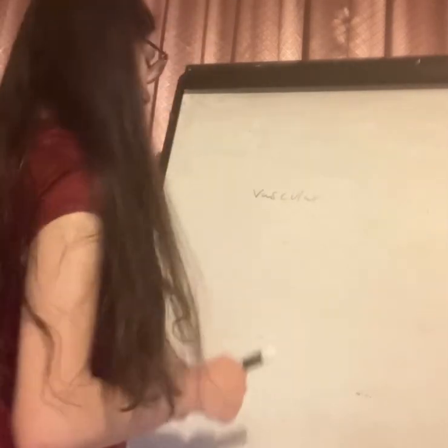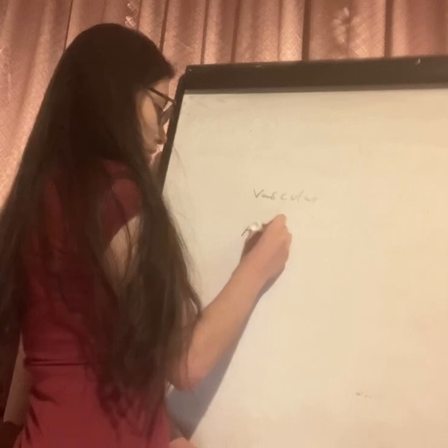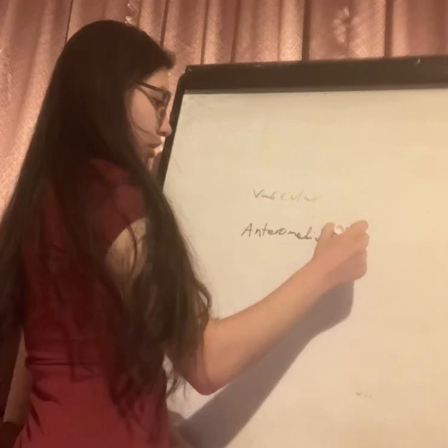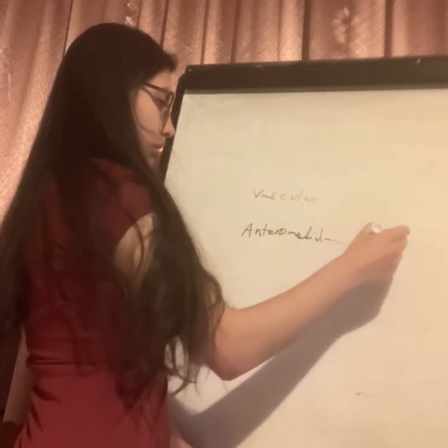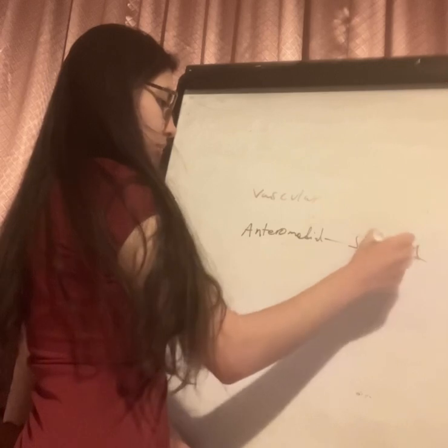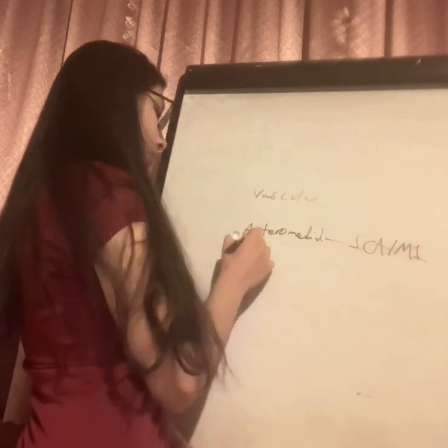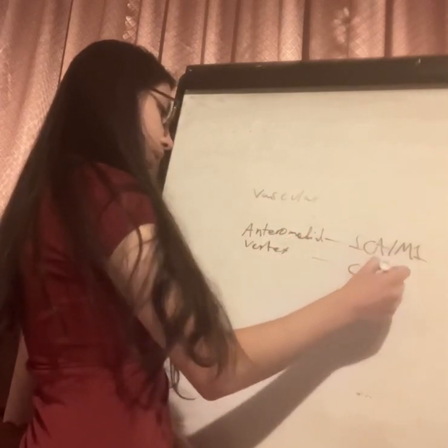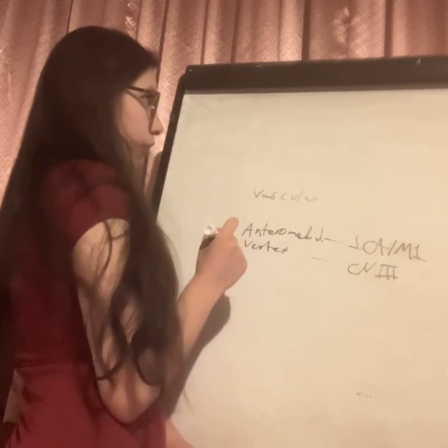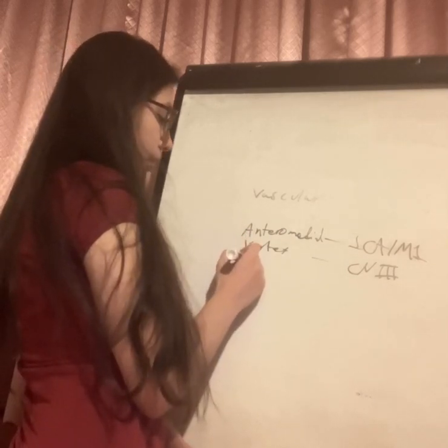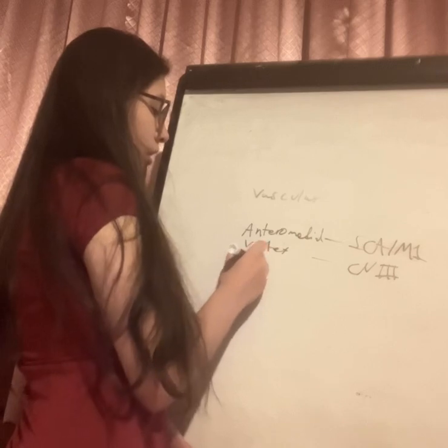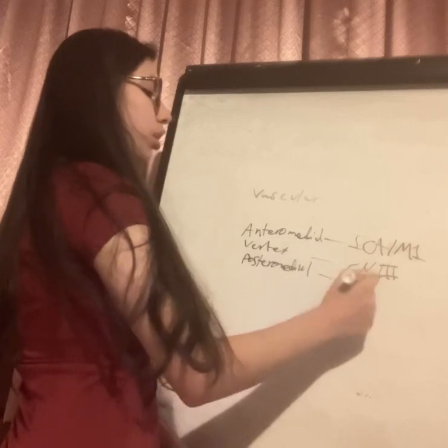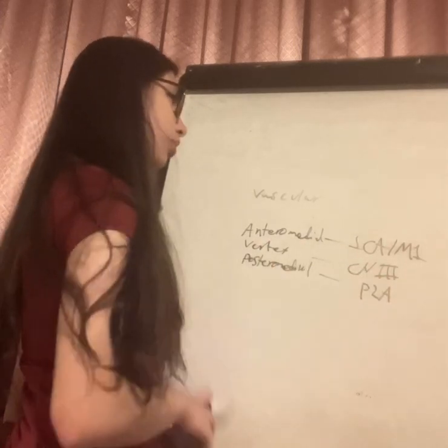If we remove the anteromedial surface of the uncus, we will see either the bifurcation of the internal carotid artery or the proximal M1 segment of the middle cerebral artery. If we remove the vertex, we will see the oculomotor nerve. If we remove the inferior part of the posteromedial surface of the uncus, we will see the P2A segment of the posterior cerebral artery.